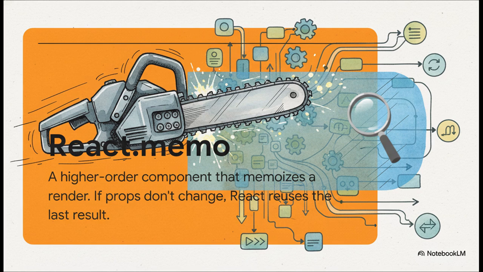This is React.memo. Now, it's called a higher-order component, which is really just a fancy way of saying it's a function that wraps your component. And what it does is simple. If the props going into your component haven't changed, React.memo basically puts up a big stop sign and tells React, hey, stop the render cascade right here. It can save an entire branch of your component tree from needlessly re-rendering.